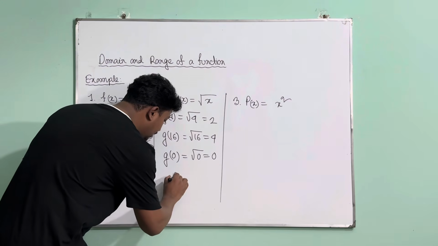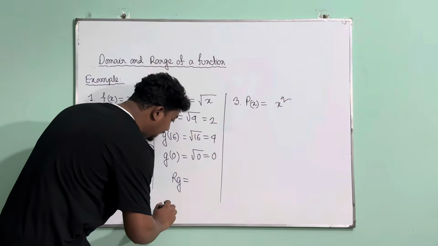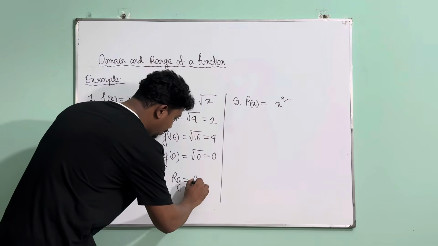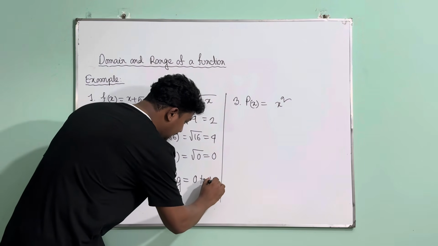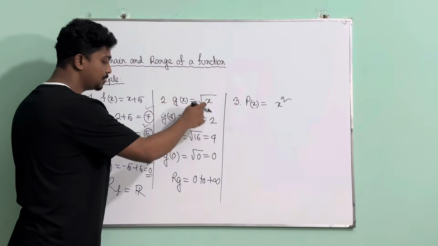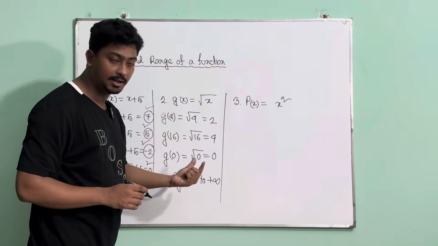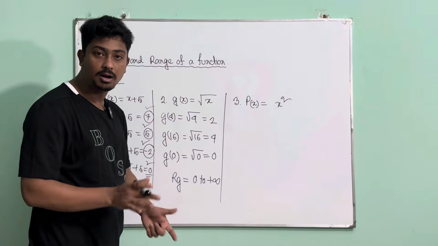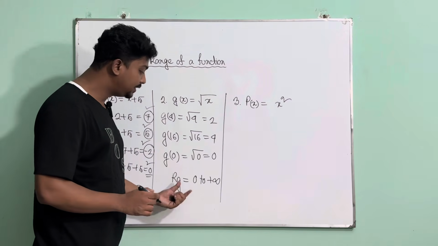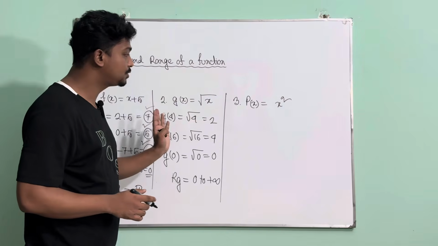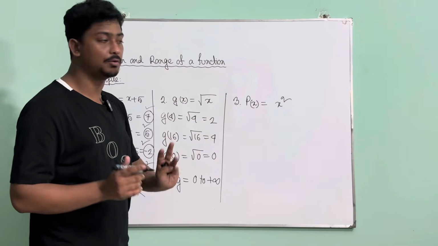Okay, so what can be the range of this function? If I say the range of g, I can say all positive values, right? 0 to positive infinity. I can get 0, I can get all positive values depending on the inputs, but I cannot get negative. So negative numbers are not part of the range. Our range is 0 to infinity. Now let's move on to our third one and see the outcome.